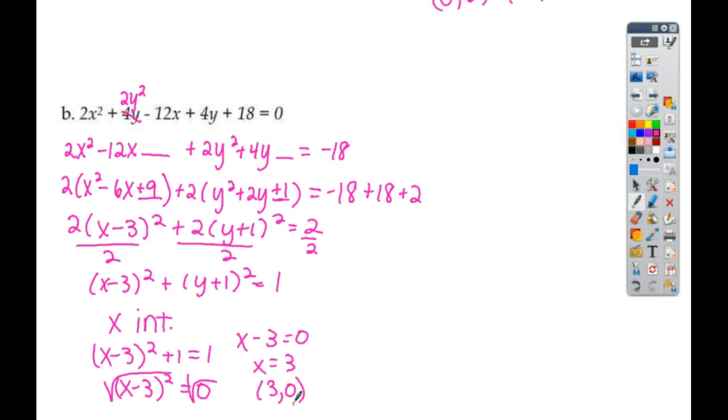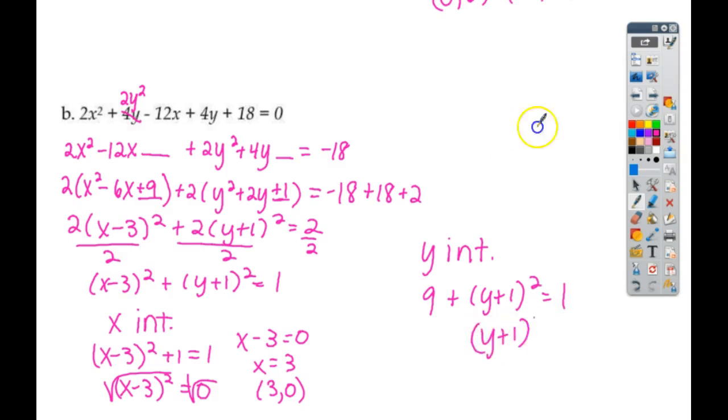Okay, so here I made the y 0. And to find the y-intercept, 9 plus 1 plus 1. I'm going to make which one 0? So I'm going to get 9 plus y plus 1. And if I subtract the 9, what happens? You get negative 8. Can I take the square root of a negative 8? So there is none.